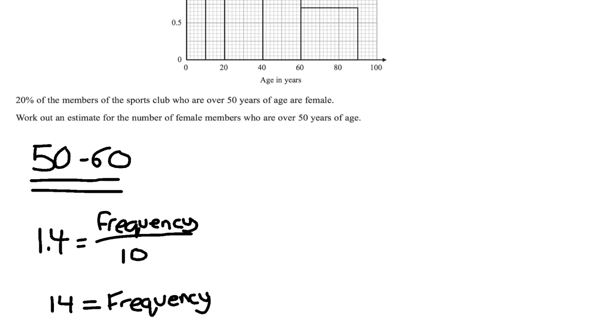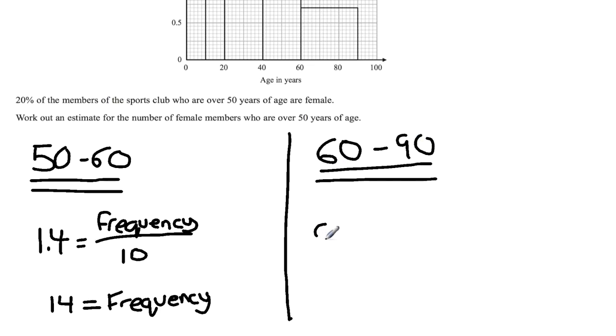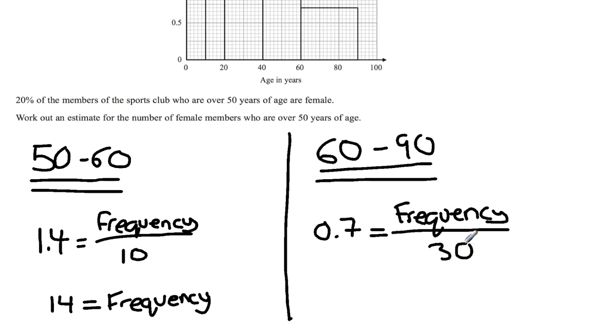Now we need to find the frequency of members that are aged between 60 and 90 years old. I know that the frequency density is 0.7 and the class width is 30. So all I'm going to do now, again, is substitute those values into the equation and make frequency the subject. So 60 to 90, we have 0.7 equals frequency over 30. Again, I'm going to make frequency the subject by multiplying both sides by 30. Therefore, frequency is equal to 21.